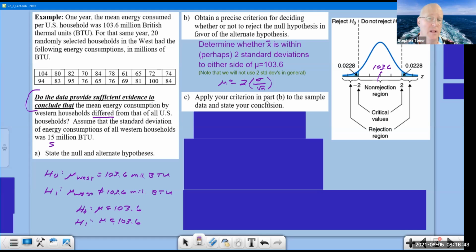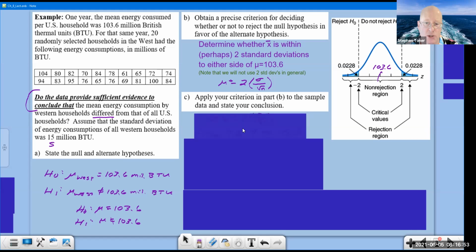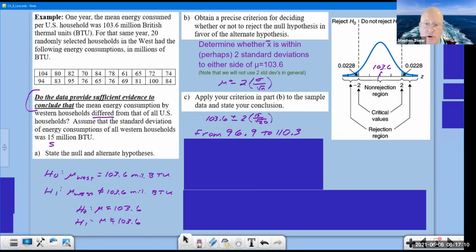Okay, so let's apply this criterion of is X bar within 2 standard deviations. Let's find out what 2 standard deviations to either side of the mean is. So I took the mean, 103.6, there's my 2. My standard deviation in this sample was 15, and we took a sample of size 20. So there's my square root of 20. And then I did those values out on my calculator. I multiplied 2 times 15 divided by the square root of 20. And then I both added it and subtracted it from 103.6 to get this interval.